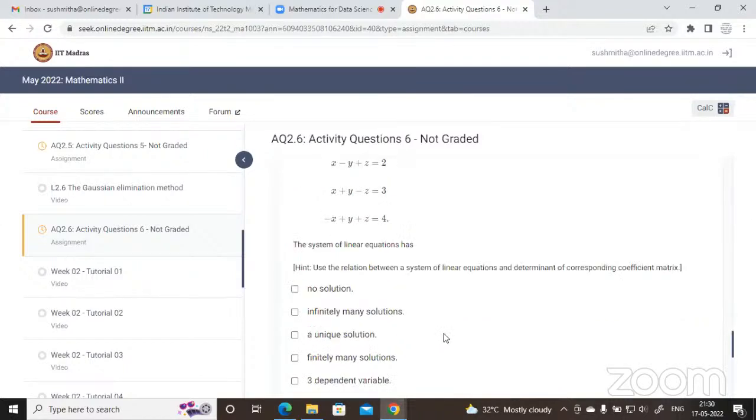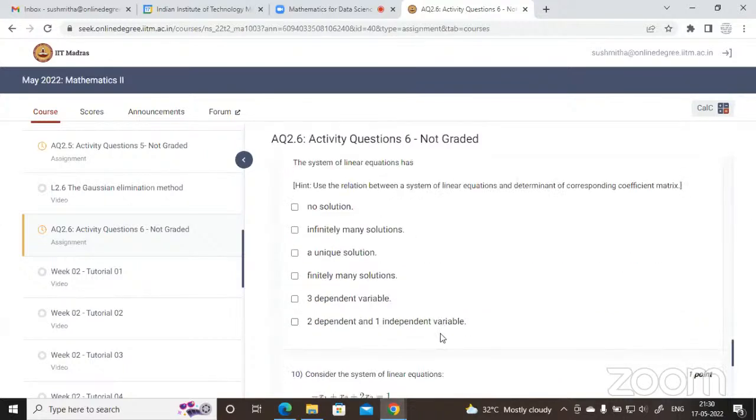Can you scroll up? 3 dependent variables. If you have a unique solution, you should definitely have 3 dependent variables, right? If you're having a unique solution, it means that the reduced row echelon form is the identity matrix, right? Yes, ma'am. Every column has a pivot, so you have a dependent variable. Okay.